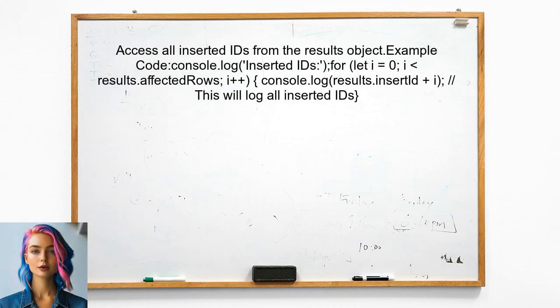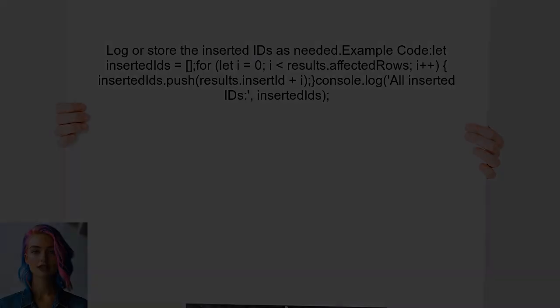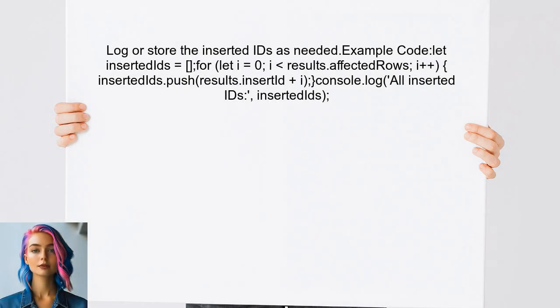To access all the inserted IDs, the user should look at the results object. Specifically, they can use results.insertId for the first ID and results.affectedRows to determine how many rows were inserted. Finally, the user can log or store these IDs as needed. This way, they can keep track of all the records that were inserted into the database.